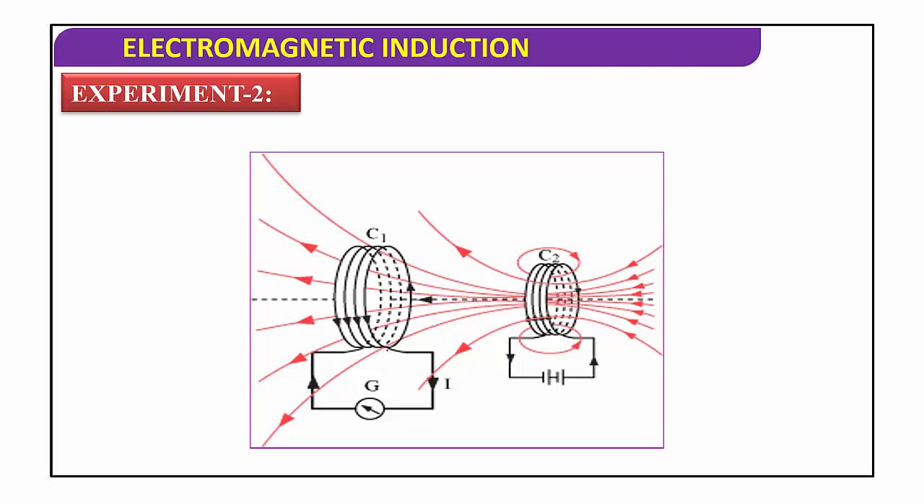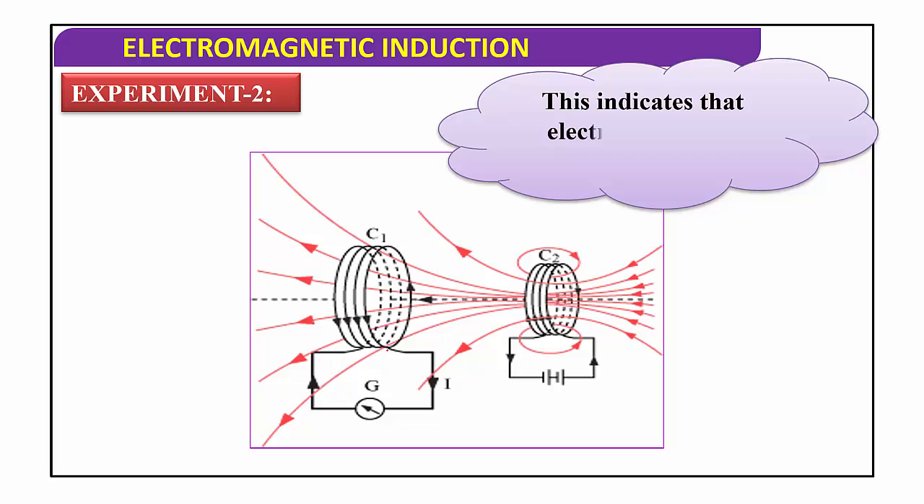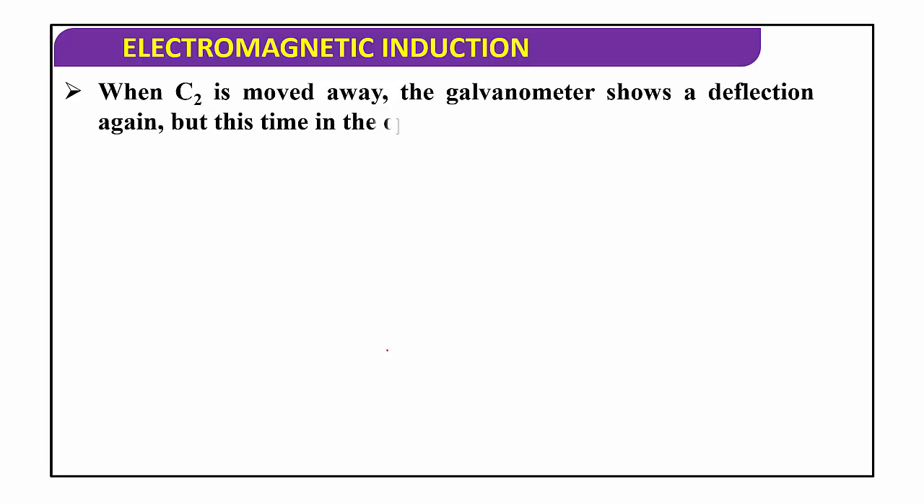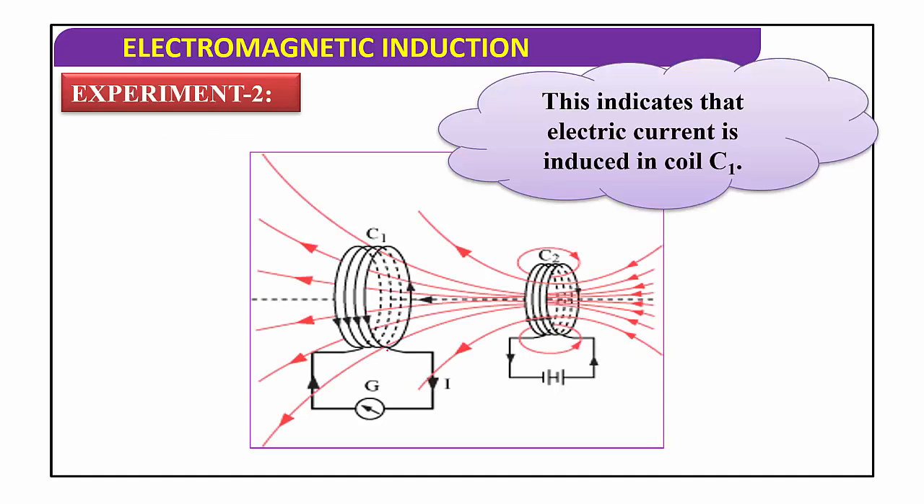Galvanometer shows deflection. So what does it indicate? This indicates that electric current is induced in the coil C1. Is it clear? Then come to the second point. When coil C2, or when the second coil, is moved away from the first coil, then the galvanometer shows deflection again, but this time we will get deflection in the opposite direction.